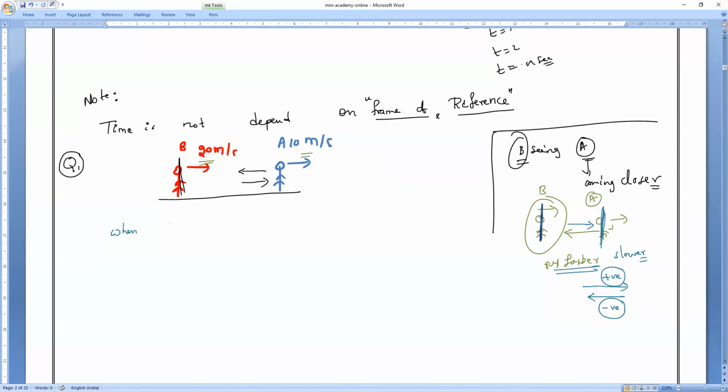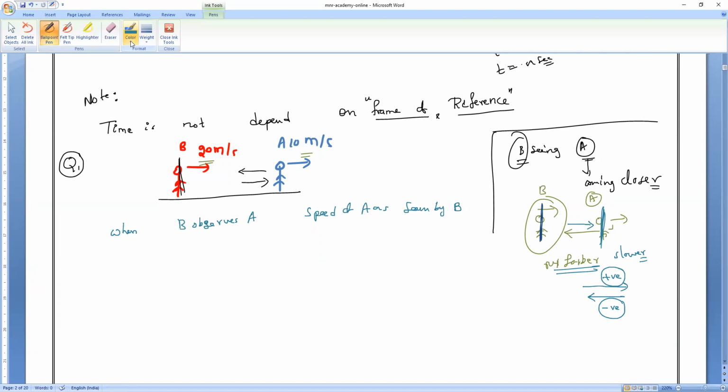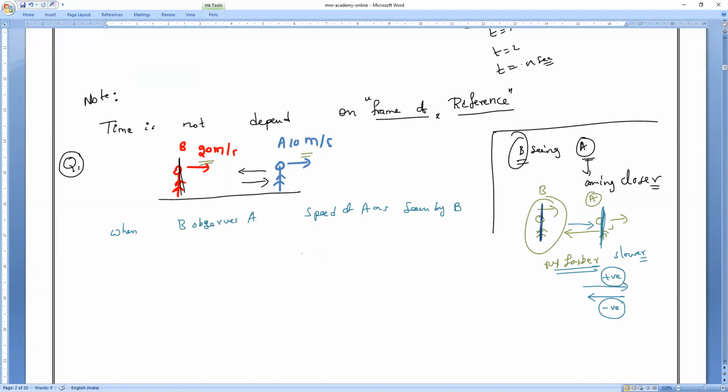Write it. When B observes A, then the speed of A as seen by B. How will it be? Backward or forward? Speed of A as seen by B. Is it backward or forward direction? It appears to be. A appears to be coming in what direction? Backward or forward? Backward. Yes or no?